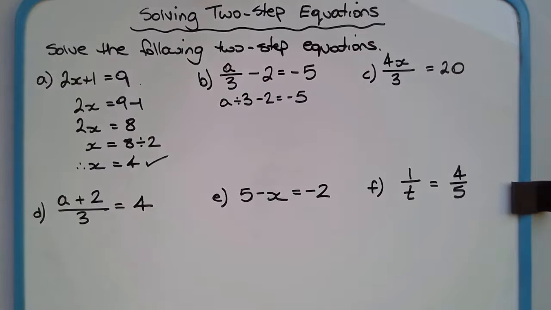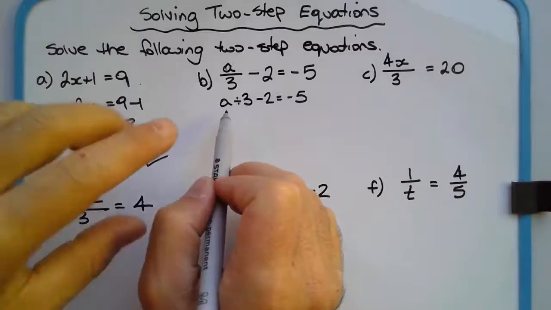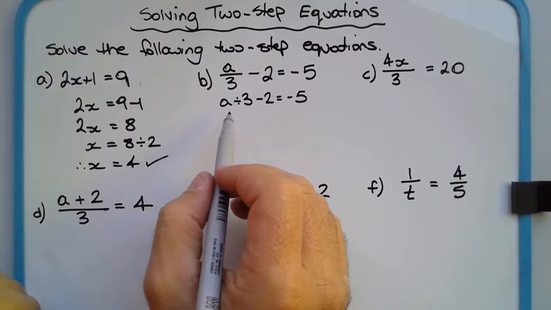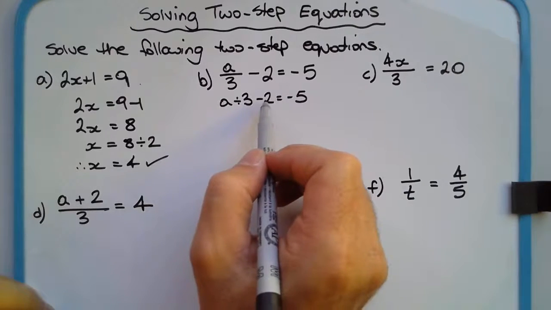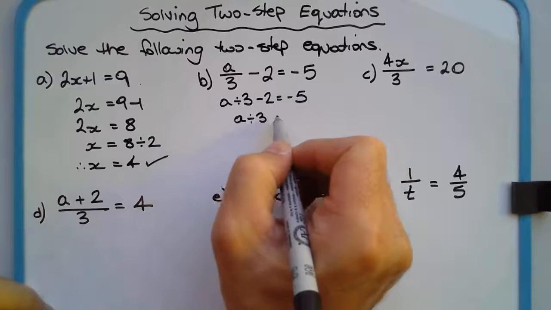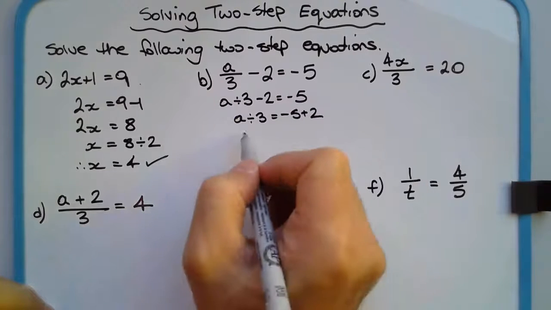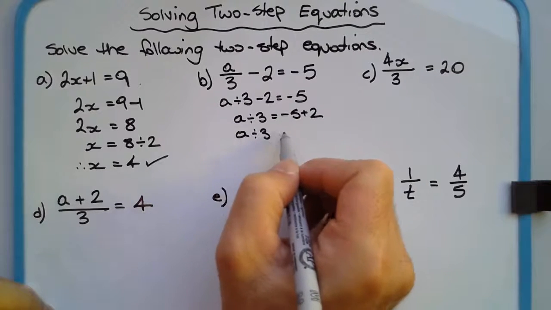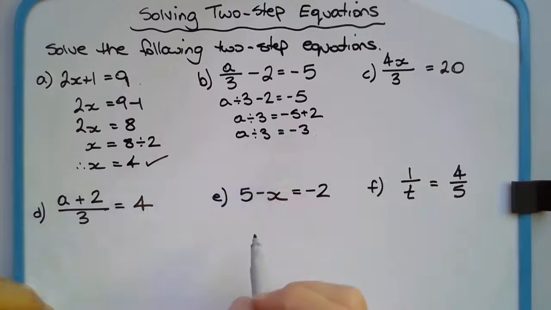We're solving an equation where it's like unwrapping a gift. We're taking off the outer layers and getting to the pronumeral and isolating the pronumeral, which is really the gift, isn't it? So we're going to move the minus 2 over the other side. It's going to become positive 2. So A divided by 3 is equal to negative 5 plus 2. Negative 5 plus 2 is negative 3.